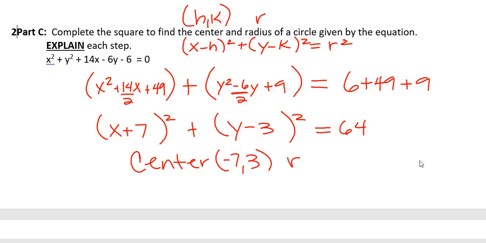And when we're looking for our radius, we have to take the square root of that number over here on the right of the equal sign, because what's there is r squared. So we have to take the square root of 64. So the answer for our radius is actually 8. Let me go back again to my in-depth explanation.